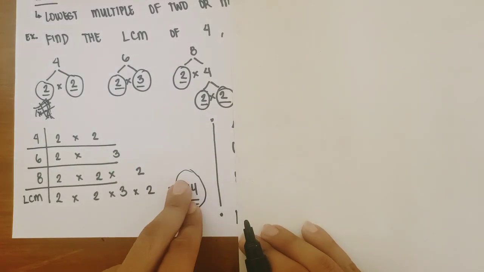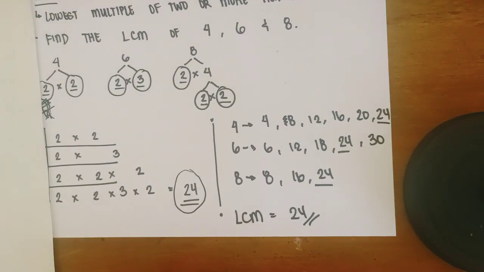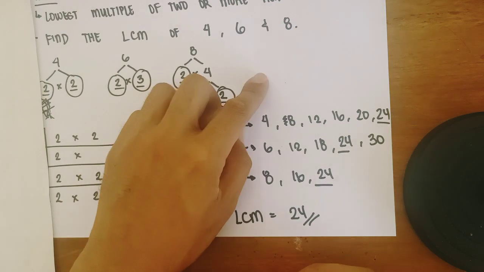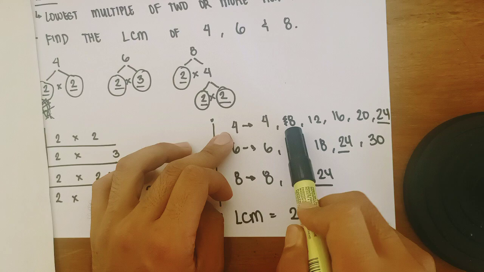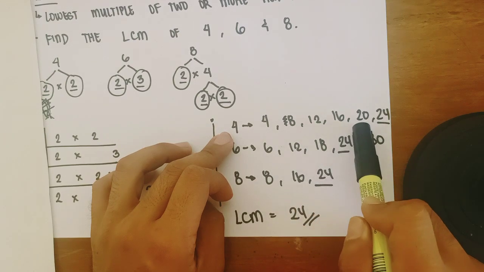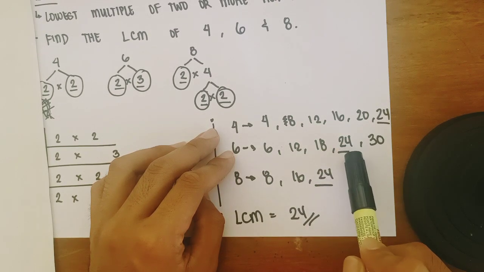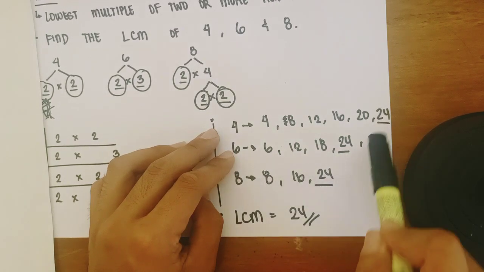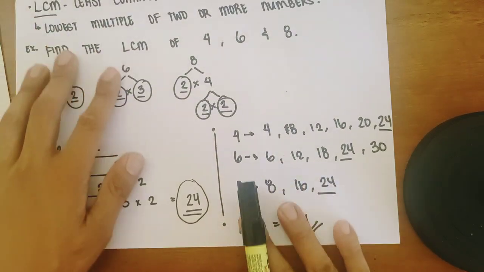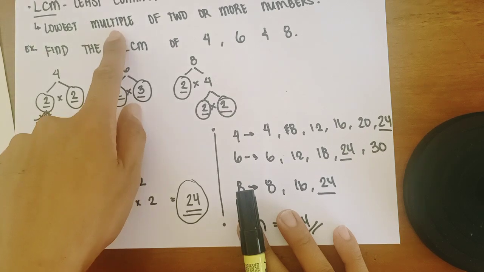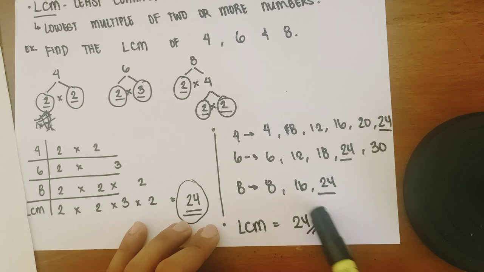Aside sa method na to, meron naman tayong isa pang method, which is yung kukunin natin yung sa multiplication table natin siya kukunin. So, 4, 8, 12, 16, 20, 24. Ano ba yung numbers kung saan dapat lahat sila may kapareho? Yung pinakamababa. Kaya nga, lowest multiple eh. That's why 24, 24, 24. That's how you get 24 LCM.